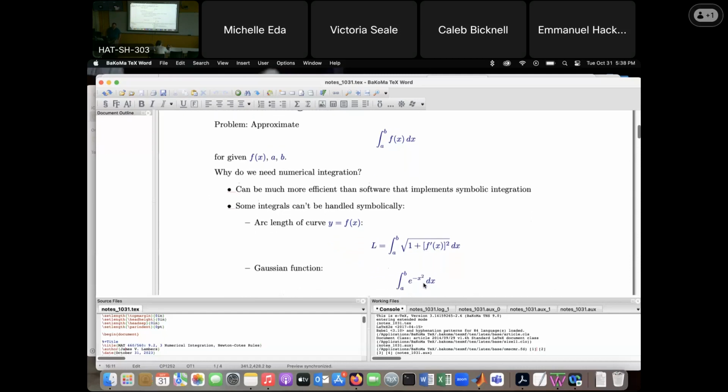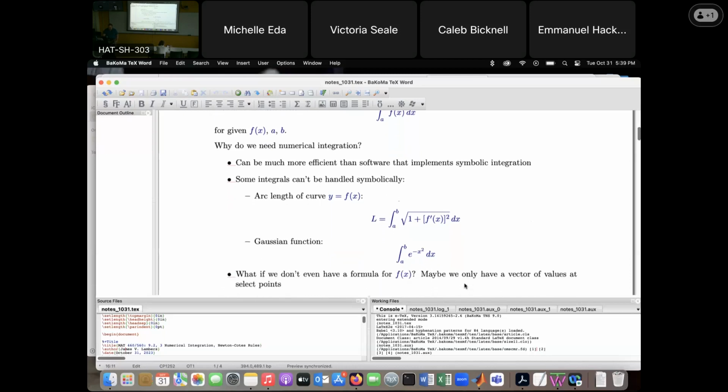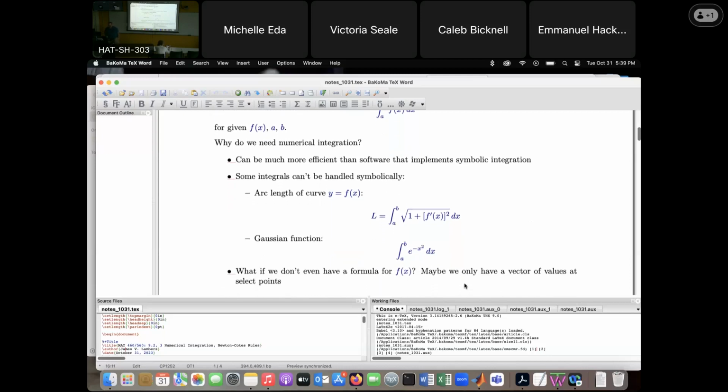Here's another example, a Gaussian function. You can integrate e to the minus x easily, but e to the minus x squared, forget about it. It's been proven that there's no antiderivative of e to the minus x squared in terms of elementary functions. And this function, the Gaussian function, is quite important in statistics and differential equations. So it's unfortunate that we have no way of evaluating this exactly. It must be done numerically. That's yet another reason why symbolic integration is not practical.